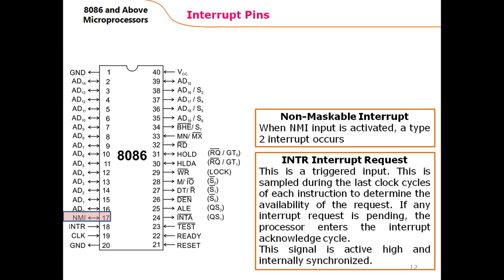The next pin is pin number 17, which is NMI, the non-maskable interrupt pin. Through this pin, a non-maskable interrupt request can be sent. Whenever the NMI input is activated, a type 2 interrupt occurs. So when a request through this pin arrives, the microprocessor knows that interrupt type 2 would be accessed, so interrupt vector 2 is accessed.